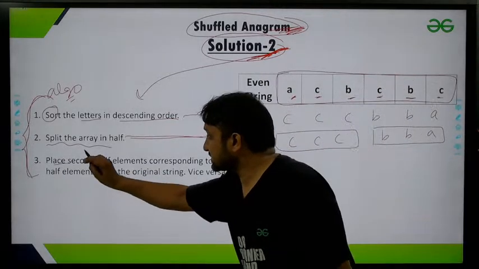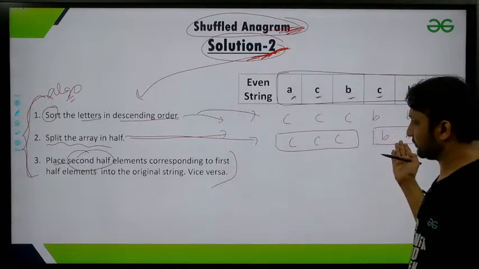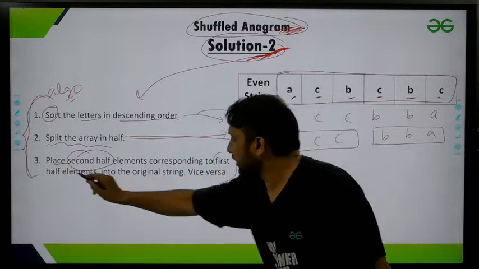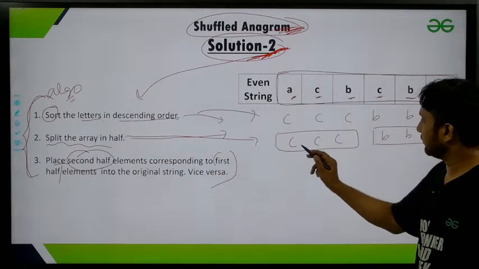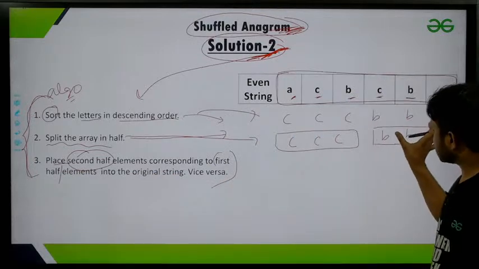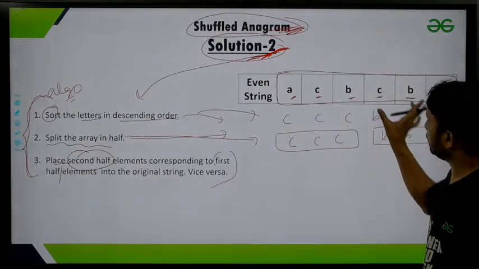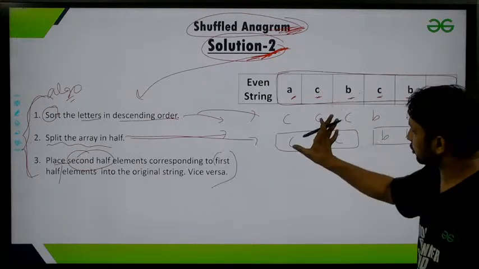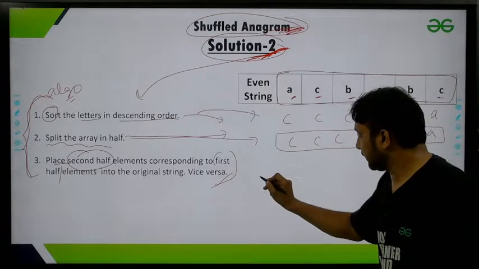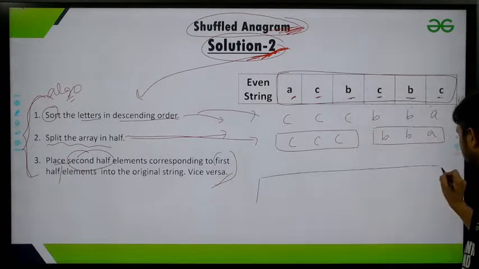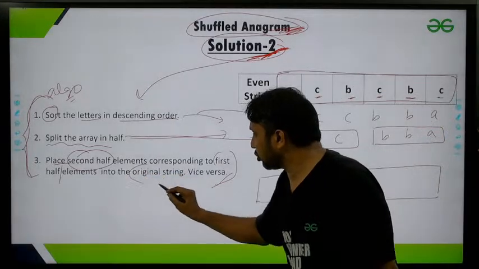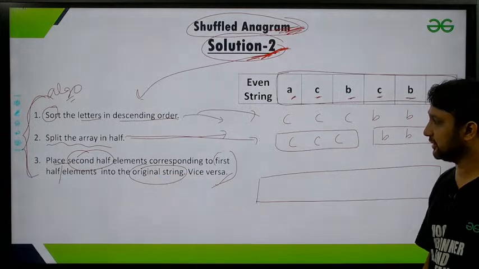Place the second half, this is the second half. Place the second half elements corresponding to the first half, this is the first half, into the original string. I need to place the second half elements into the original string based upon the first half. What is this statement doing? Let me explain this by writing here. First of all, one thing is clear, we need to make changes in the original string now.